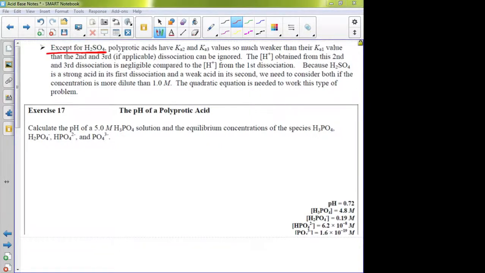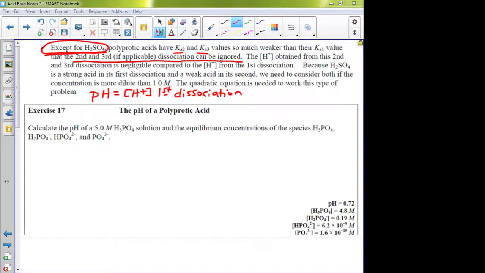Polyprotic acids have a Ka2 and a Ka3 value so much weaker than Ka1 that the second and third dissociation can be ignored. The hydrogen that is obtained from the second and third dissociation is negligible compared to the hydrogen from the first dissociation. So what do we mean by that? We just mean that when we have a polyprotic acid, remember, except for H2SO4, our exception, and they ask you for pH, the pH comes from the concentration of the hydrogen from the first dissociation.